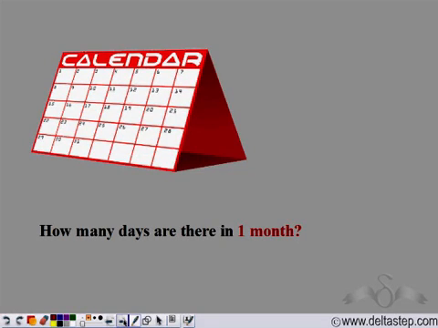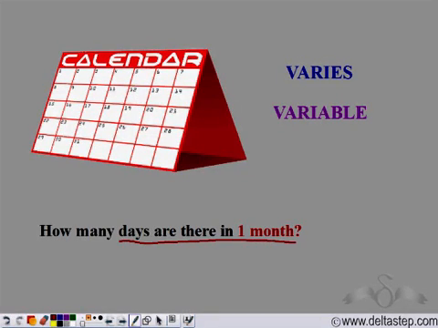So this value is not fixed. It varies. Hence, it is a variable. So days in a month is a variable because it depends on which month we are talking about. So the values which are not fixed and which change and depend on something are called variable.